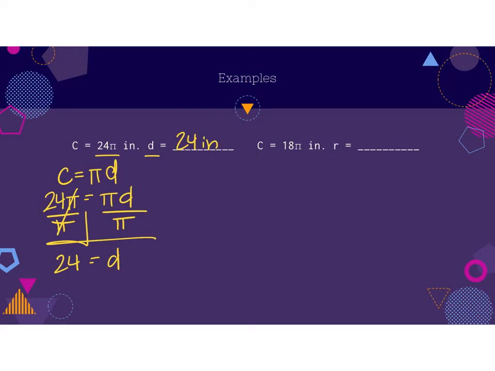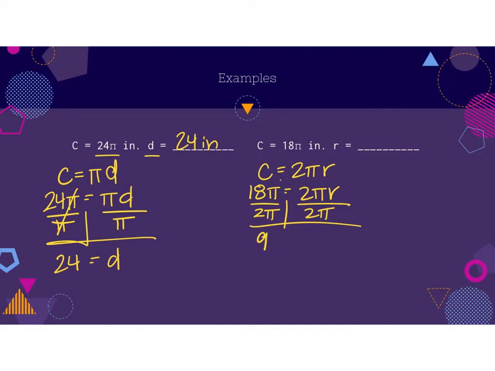On the next one, I see that I have circumference and I'm trying to find the radius. So I'm going to use circumference equals 2 pi r. I'm going to substitute what I know. I know my circumference is 18 pi. I'm going to bring everything else down, 2 pi r, and I need to solve for r. So to do that, I'm going to divide both sides by 2 pi. 18 divided by 2 is 9. Pi divided by pi reduces to 1, so we're left with 9 equals my radius.